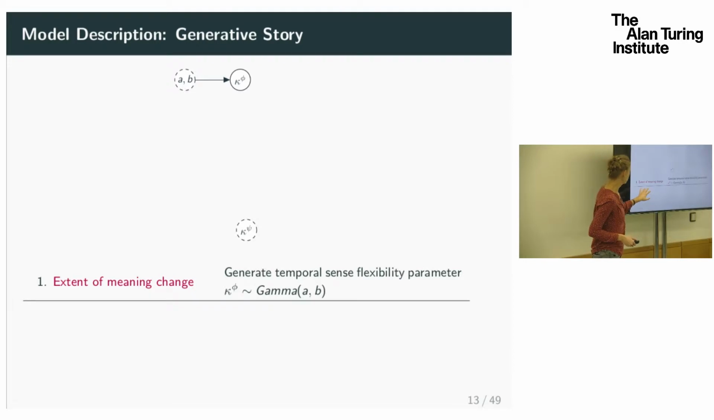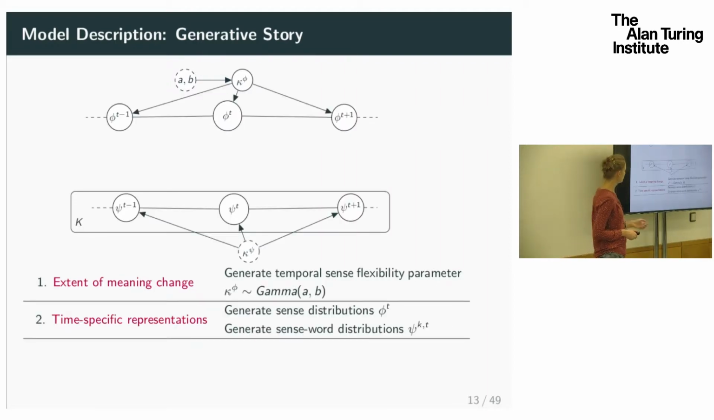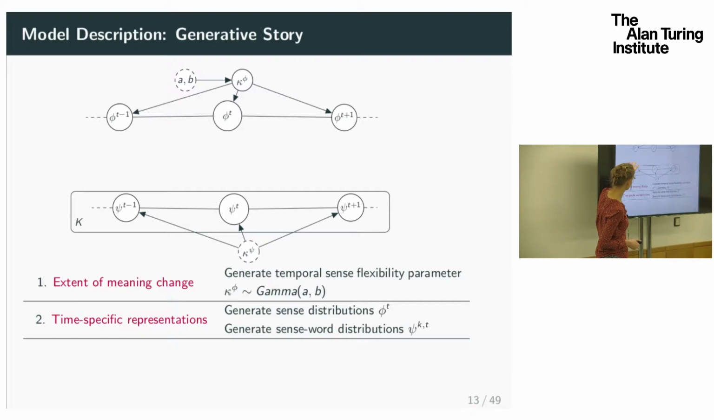We start by generating a parameter which controls the sense flexibility of our particular target word. So we model to what extent every particular target word changes over time. Given this parameter, we generate time-specific parameters. So for each time, t-1, t+1, we generate a distribution over senses for the particular word. And for each sense and each time, we generate a distribution over words for that sense.